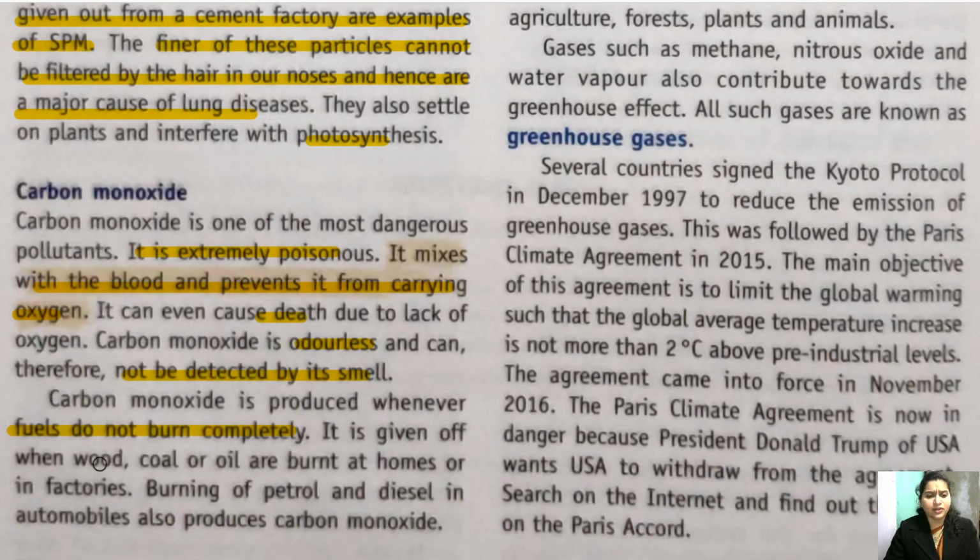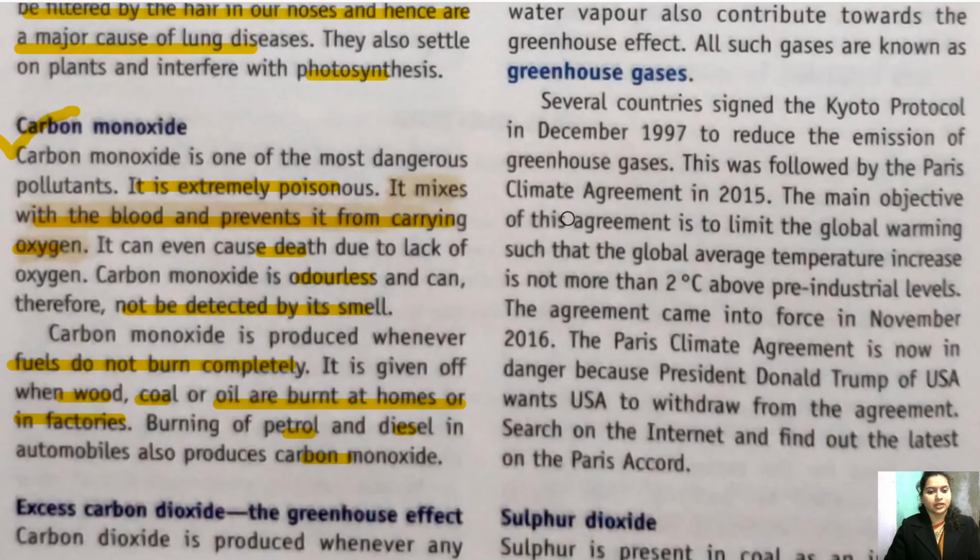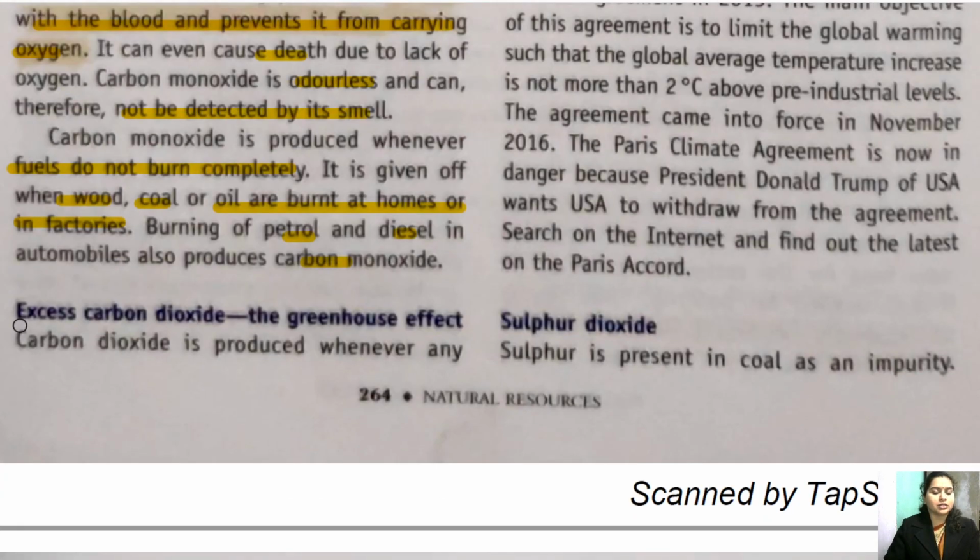It is given off when wood, coal, oil are burnt at home or in the factories. Burning of petrol and diesel in automobiles also produces carbon monoxide. Getting it? So that is why this carbon monoxide is very, very dangerous. Clear? Now let's talk about the next topic, that is excess carbon dioxide.